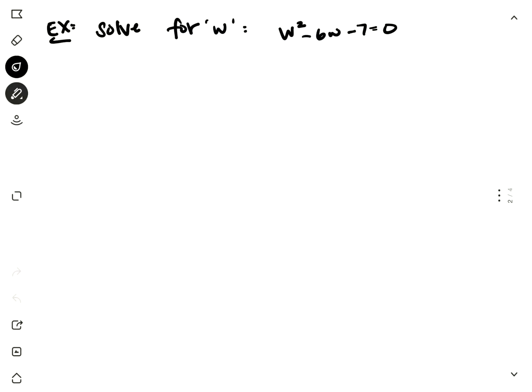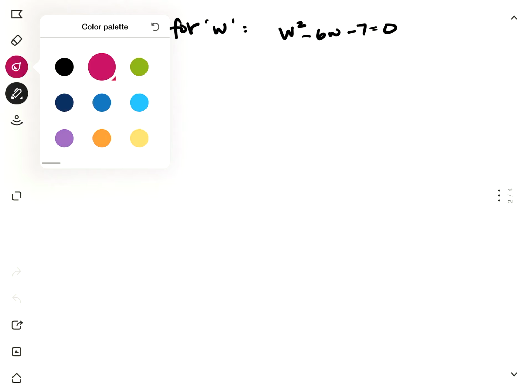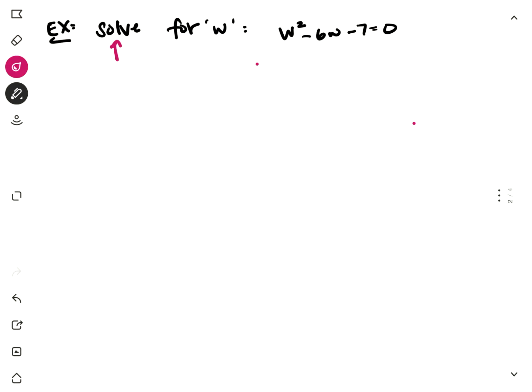Alright, so if we're trying to solve for w, that's asking us to find the zeros, or the roots. Roots is just another term for zeros. And we're looking at w squared minus 6w minus 7 equals 0. We're going to take this step by step so that we understand how to get this done.